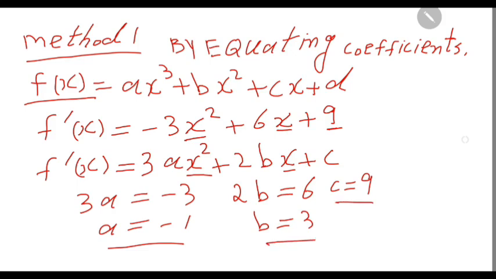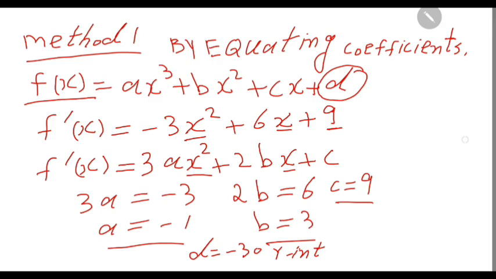The y-intercept is -30, and that is d. Must remember, this is the y-intercept in the original equation. So d is going to be equal to -30. That is the y-intercept. So we equated the coefficients and found the variables a, b, c.